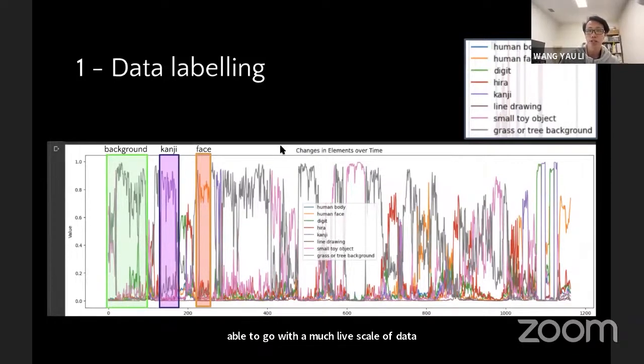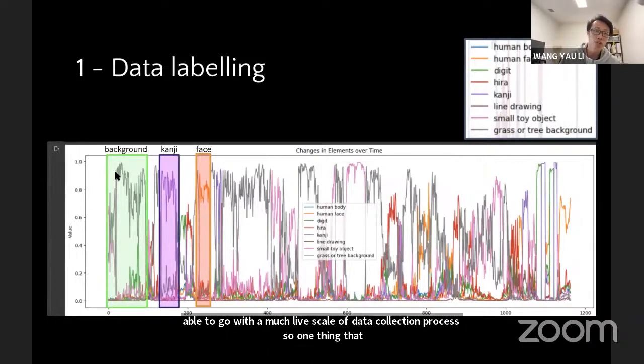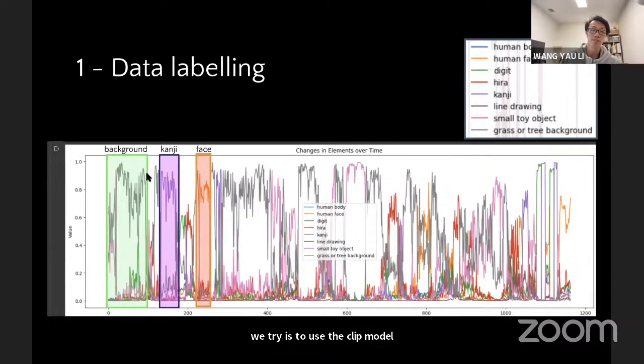So one thing that we tried is to use the CLIP model, which would basically identify the activation or softmax of a particular trigger or target in the whole video. So as you can see, it actually labels, let's say for this part, a kanji presented, in this part a face presented, and so on. So this will allow researchers to get labeling much faster, likely.